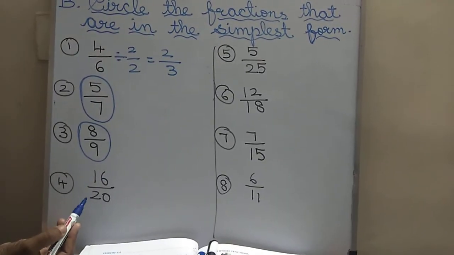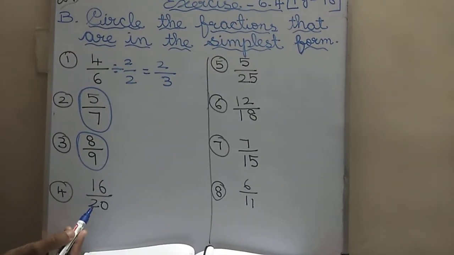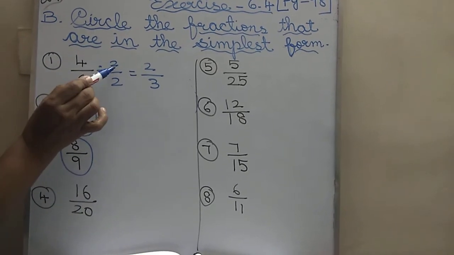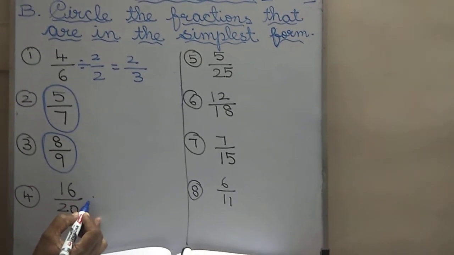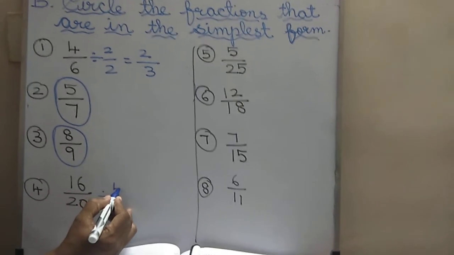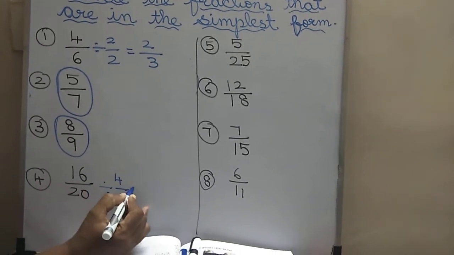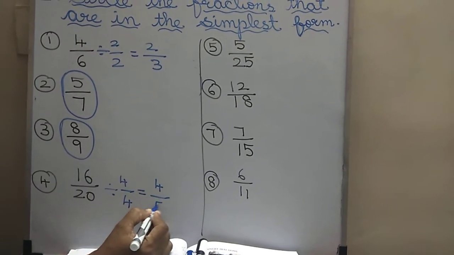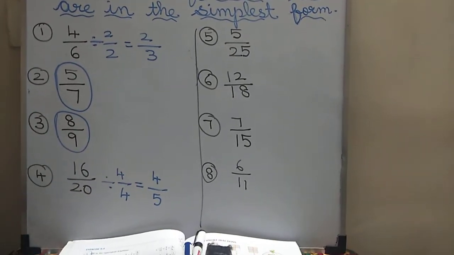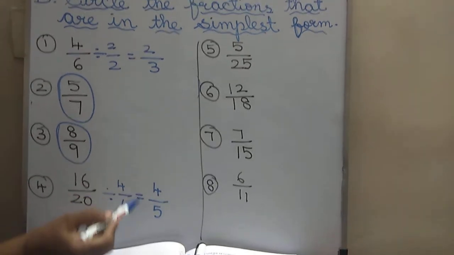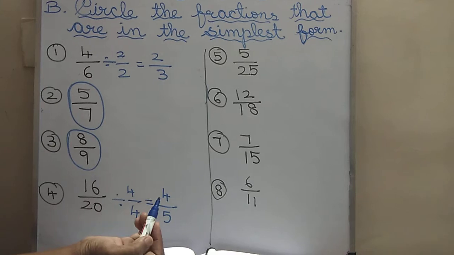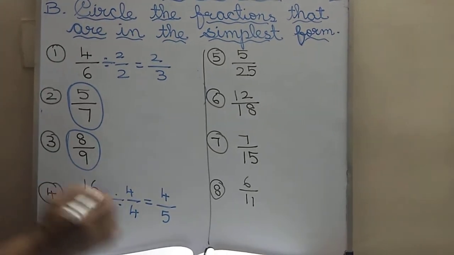And here 16 by 20. See, here 16 and 20 will go in the same table, like 2 by 2. Here it goes in what table? 4 by 4. What answer will come? 4 4s are 16 and 5 4s are 20. Okay, children? This one we call the simplest form. But we can't circle this one because we are explaining this one. So you can't circle this one.